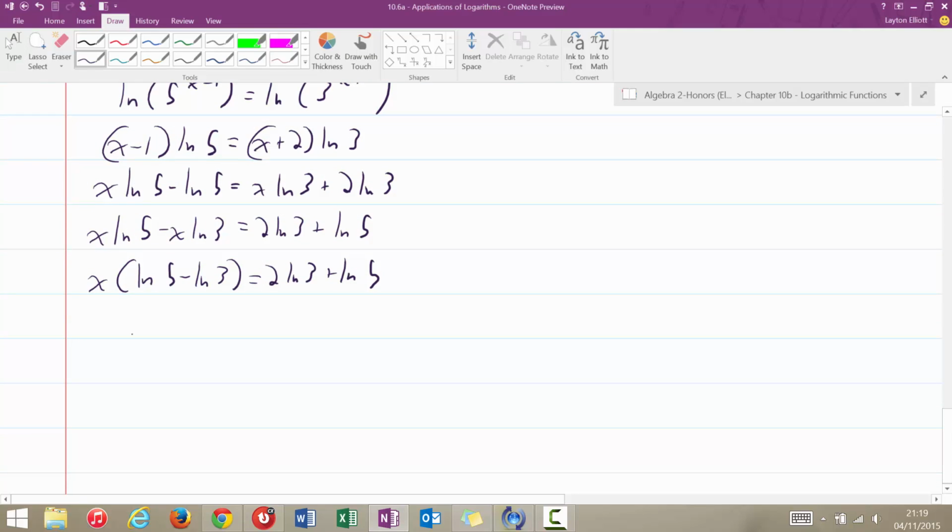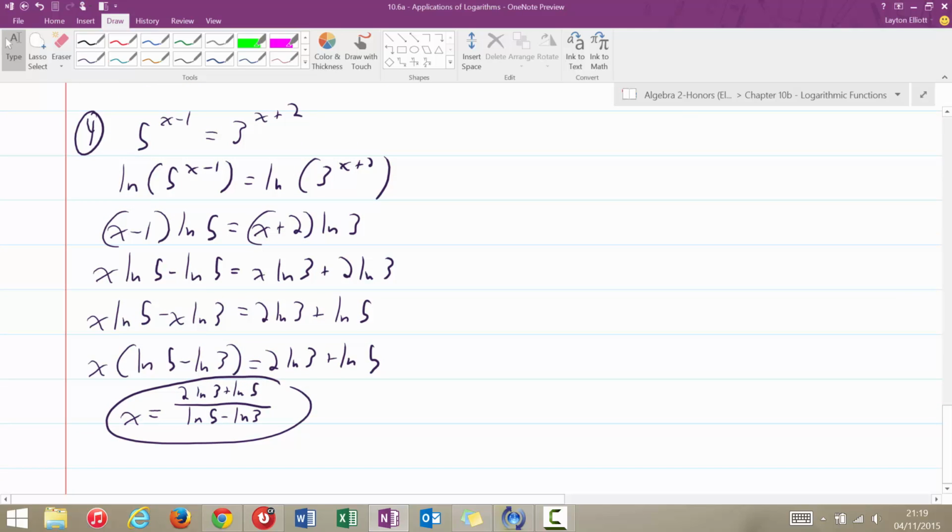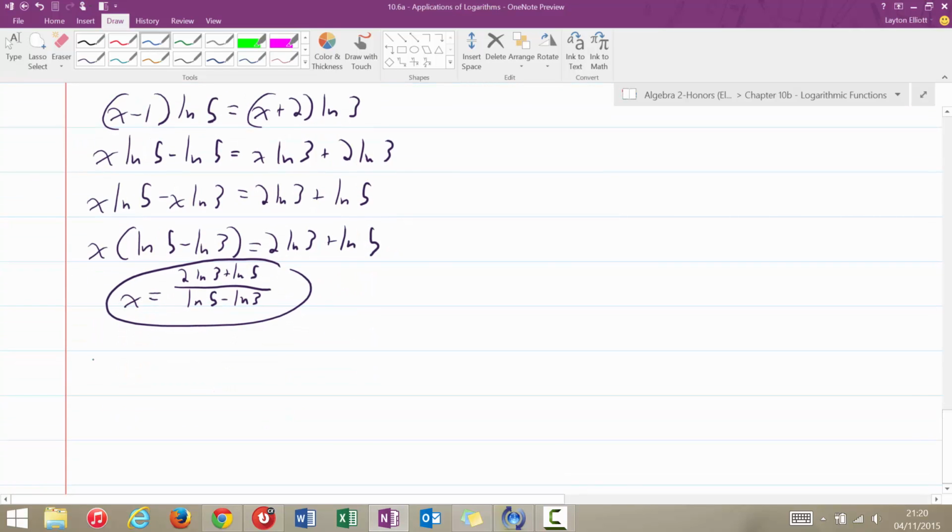And then the last step is to divide. X equals 2 times the natural log of 3 plus the natural log of 5 all over the natural log of 5 minus the natural log of 3. And that would be your final x by itself. It's really an elegant process, and the more you do it, the less difficult it becomes. What's tricky is just checking when you don't actually have to do it.